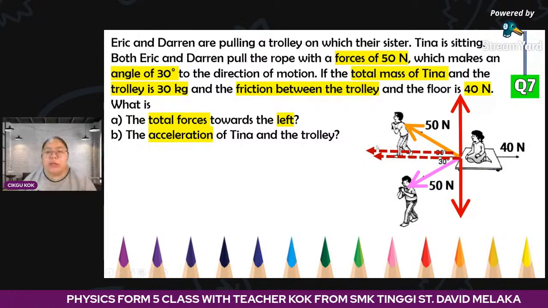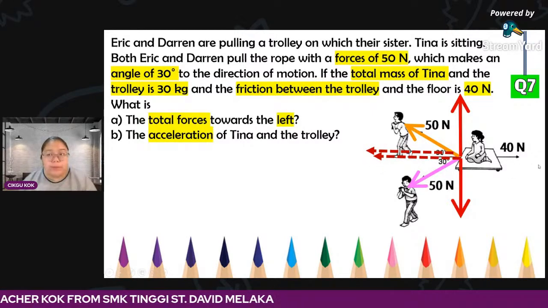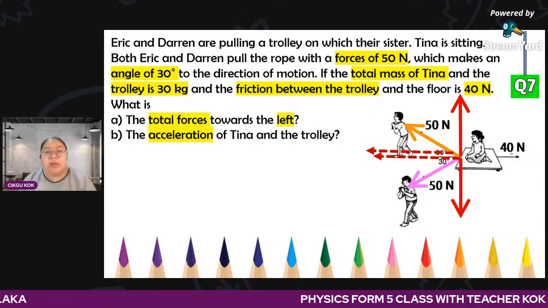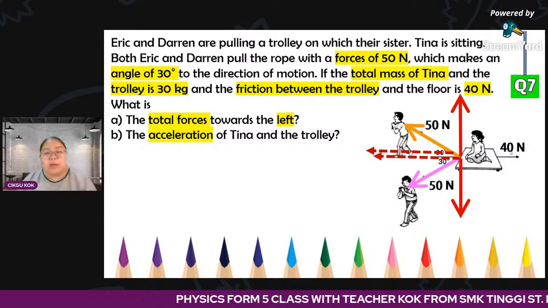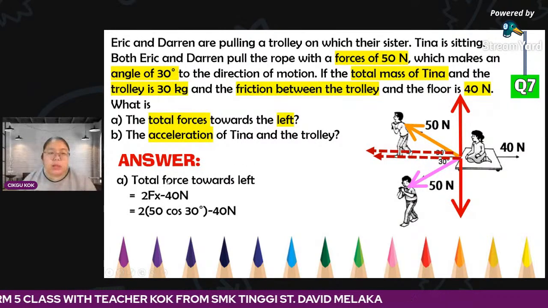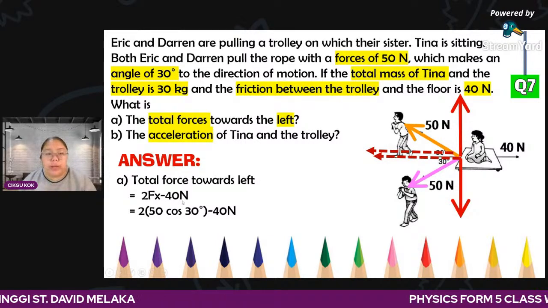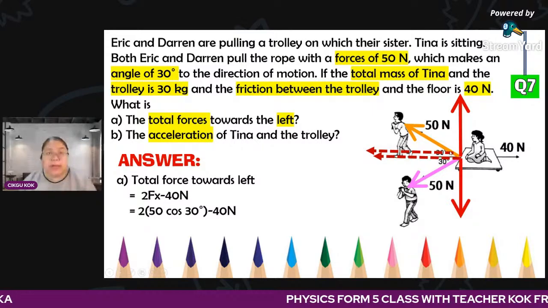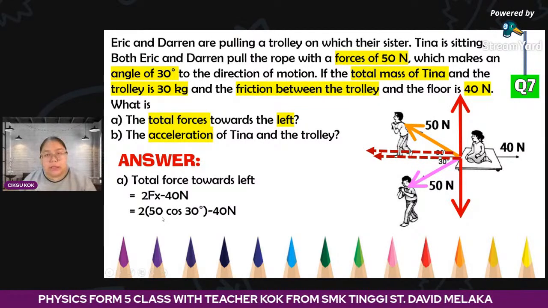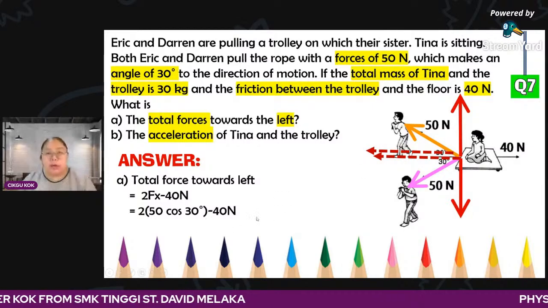Okay, so from here, if I just add the two Fx, is it correct or not? Don't forget, we got the friction. We still got the friction behind, so that means you need to minus. So from here we go and find the Fx first. For the answer, the total force towards the left is 2Fx minus 40 Newton. The Fx we use cos, because it is just beside the 30 angle. So 50 cos 30. Remember times 2 because we got 2Fx. After that we need to minus 40 Newton.